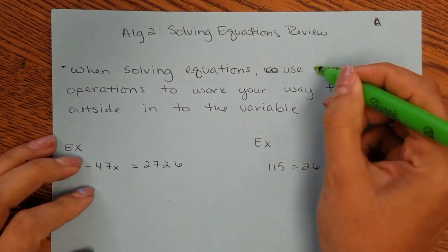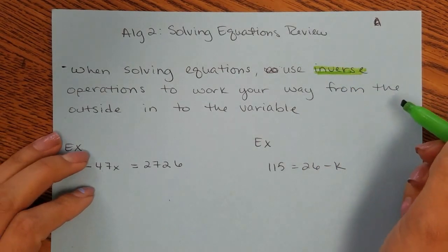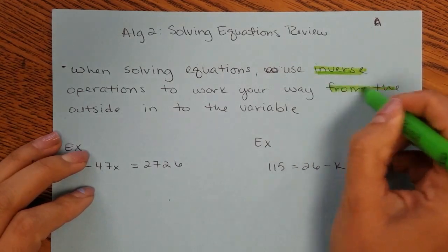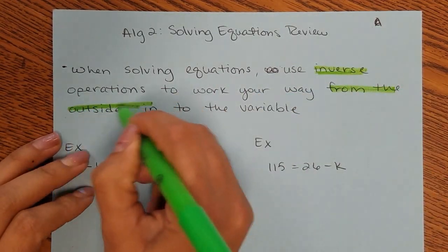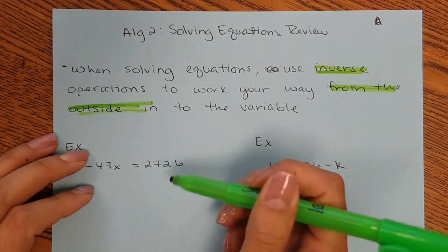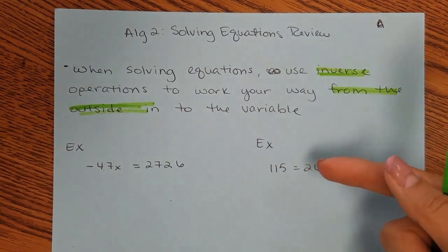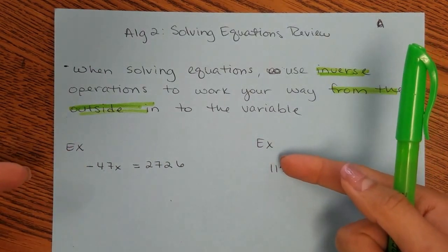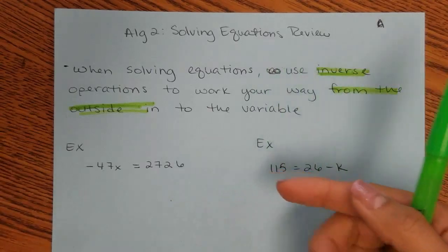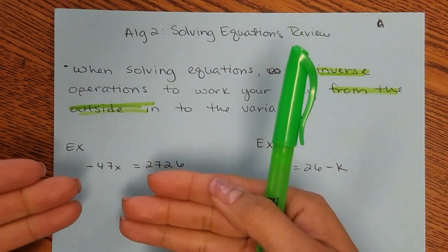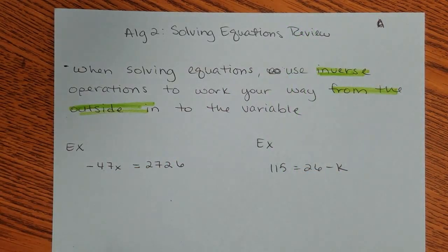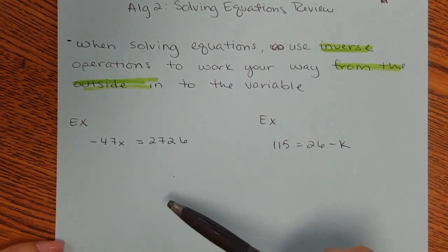Another thing that I want to make sure that you do is that you're working your way from the outside into the variable. So when you're looking at an equation and you're solving it, you want to work from whatever's furthest out from the variable in. So get rid of whatever's further out and then work your way in. That way you're making sure that you're getting rid of stuff in the right order. And I'll kind of show you how that works as we go through here.